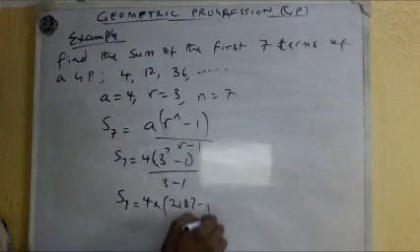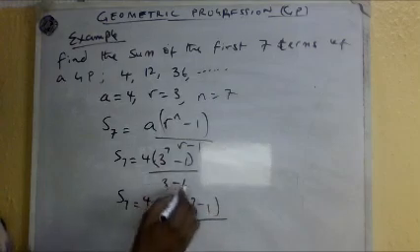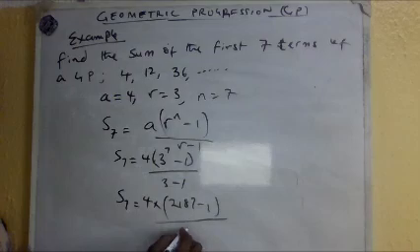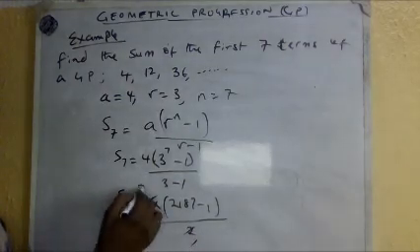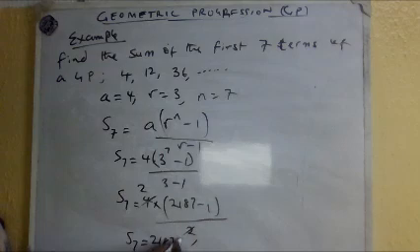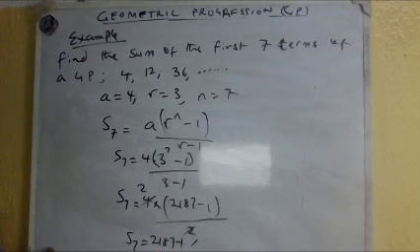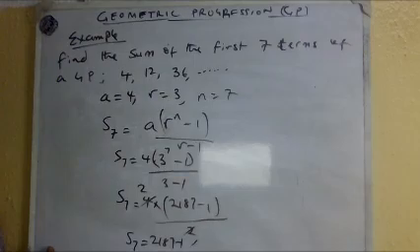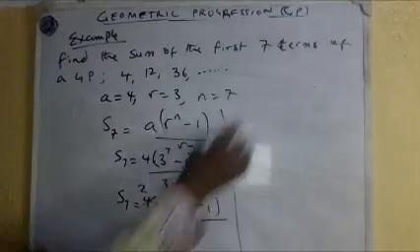2187 minus 1. 3 minus 1 is 2. 2 here, 1, 2 here, 2. So S7 is equal to 2187 minus 1. Okay, let me do the minus quickly. We're done with this side, so we'll come up here.